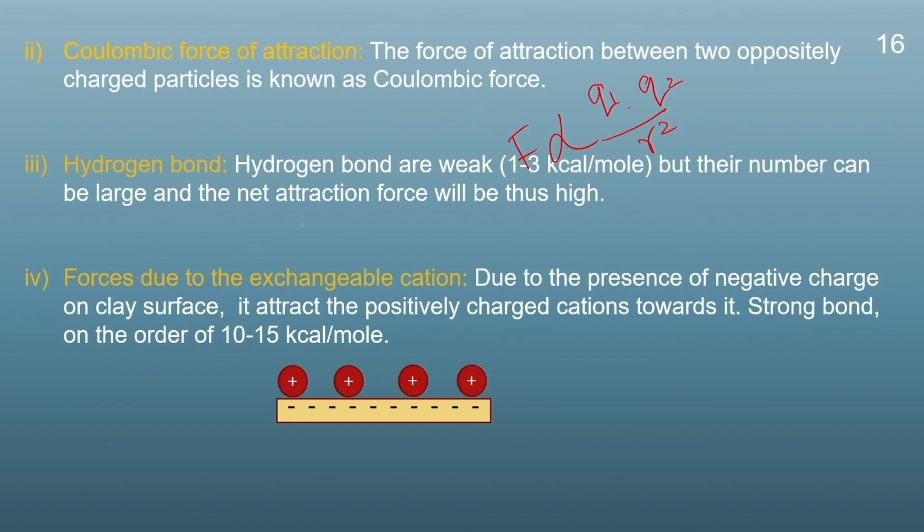Another force of attraction between the water molecules and clay surface in a clay water system is the hydrogen bond, which I have discussed earlier. Generally, these are weak bonds. Another kind of force of attraction takes place between the negatively charged clay surface and the positively charged cations. This is a strong bond and is in the order of 10 to 15 kilocalorie per mole.